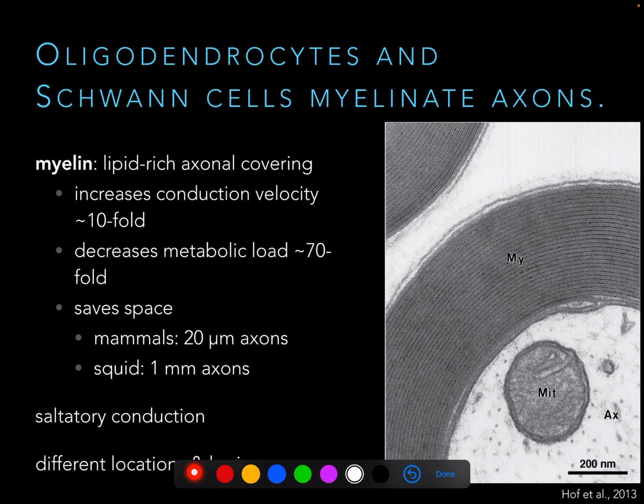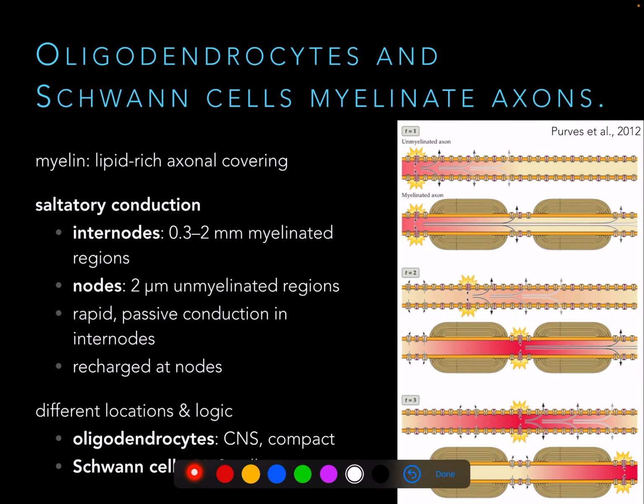We have these little tiny 20 micron axons. The squid giant axon is about 50 times larger than ours. It's a millimeter. You can see it with the naked eye. That's why we studied it first. If we think about the area of the axon, that's 50 times 50. That's 2,500 times larger than our axons. That means that our spinal cords would have to be the size of a redwood tree trunk. That's not going to help us. So we myelinate and we save some space.